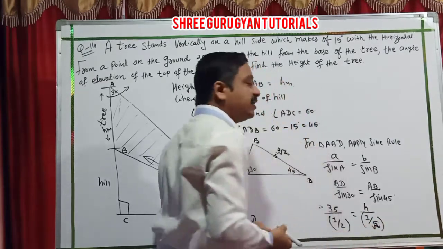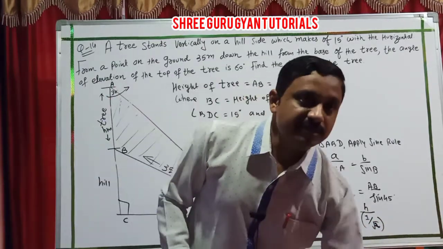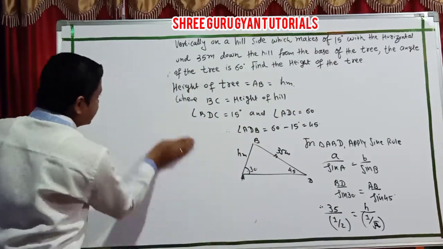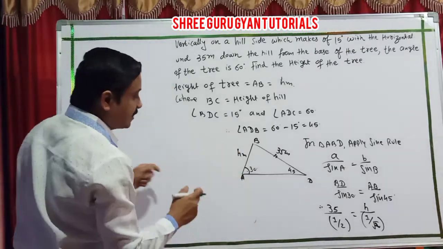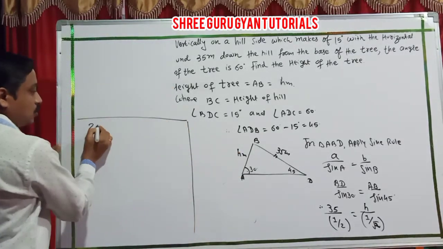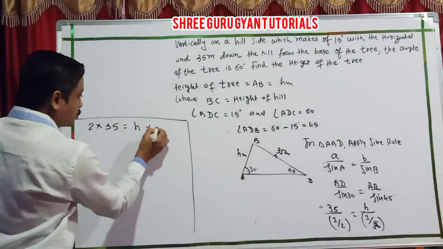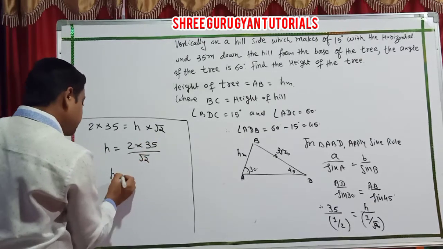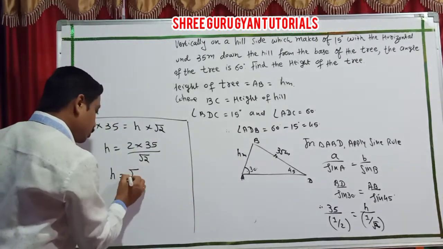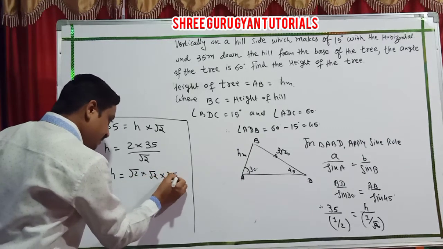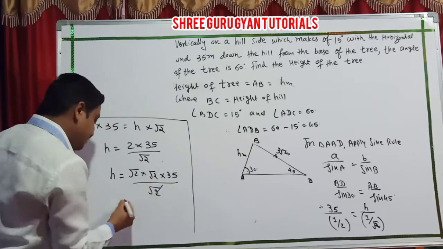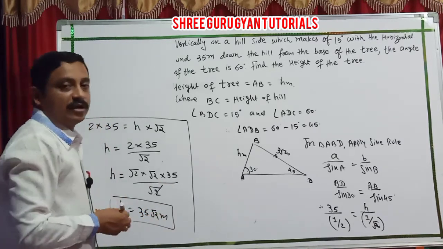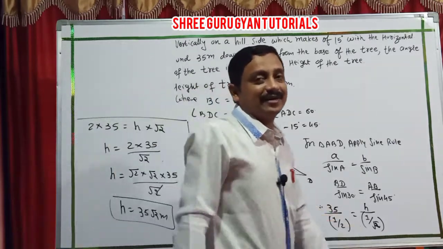And students, these are very simple calculations, and I easily complete this sum now. After these calculations, I just multiply 2 into 35 and here h into root 2. So h is 2 into 35 by root 2, and h is my height of the tree. So root 2 into root 2, 35 same, and by root 2, this cancels. So the height of the tree is 35 root 2 meter. That's easy. Here this numerical ends.